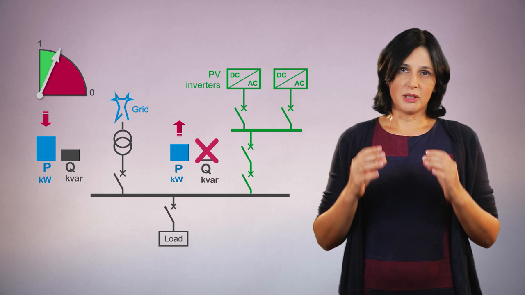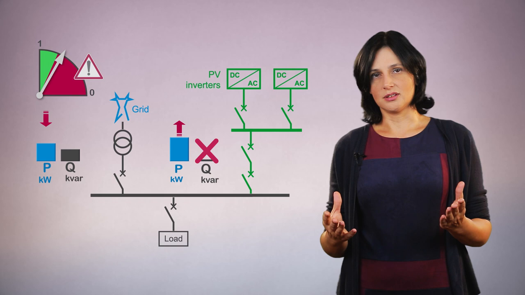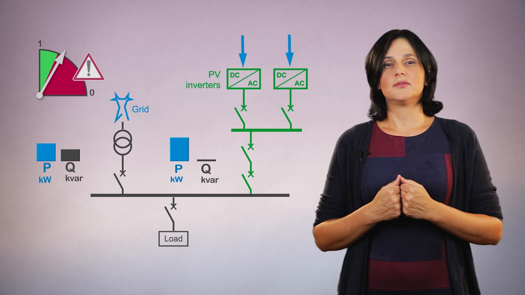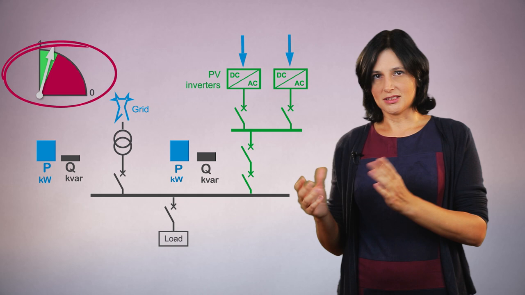To summarize, photovoltaic production, which injects only active power by default, negatively impacts the overall power factor of the installation. This can be corrected simply by managing the set point of the photovoltaic inverters so that they provide reactive power as necessary. Integrating photovoltaic production for self-consumption raises many technical questions from design to operation.